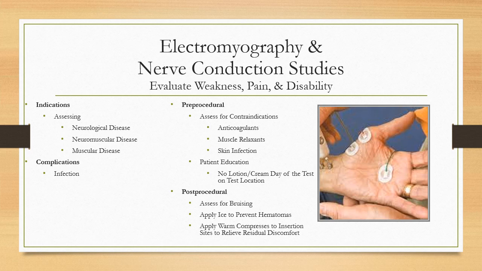Okay, so in terms of pre-procedural checks, sure, asking the patient if they're on anticoagulants. We try hard not to poke people with needles if they're on anticoagulants. Muscle relaxants, because it's going to affect the contraction of the muscles. So if we're looking at doing electromyography, if you're on a muscle relaxant, it's not going to be as reliable. Skin infections, because we don't put needles through infected skin. Okay, so there's the reasons there.